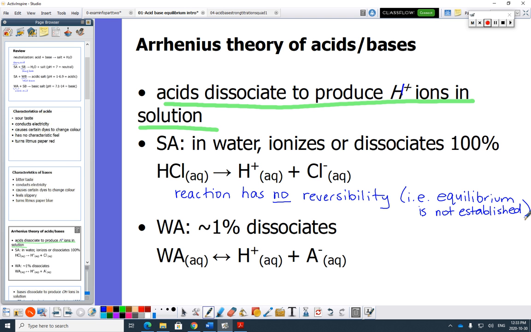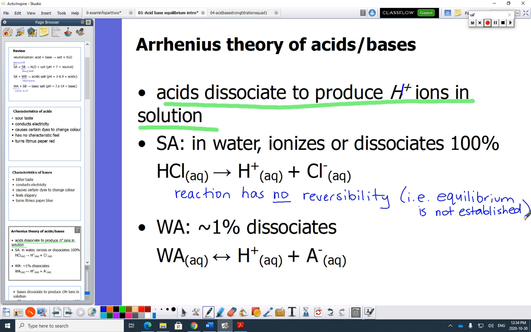So one of the questions in the homework, I think it's nitric acid, which is a strong acid, talks about what's the concentration of HNO3 or nitric acid in the solution, and the answer is 0. The reason is because there is no reforming of the reactants. This reaction does not go in the reverse direction, it only goes forward. So the ion concentration overtakes the system. Equilibrium is not established.